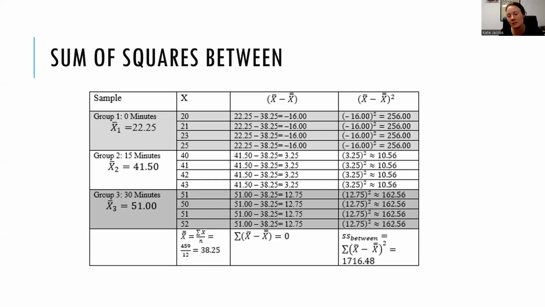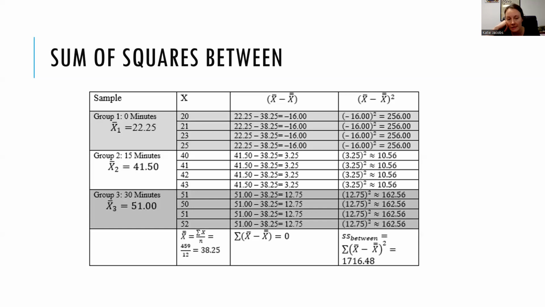It can be kind of confusing because sometimes, if I give homework like this, people will try to only put it in that first row for group 1, where it has that -16 as the answer, but forget to put it for each of the places where we have participants. If you do that, it's going to give you the wrong answer. And we do the same thing for group 2: for each individual X, we have the group mean, which is 41.50, minus the grand mean. And then we do the same thing for group 3.